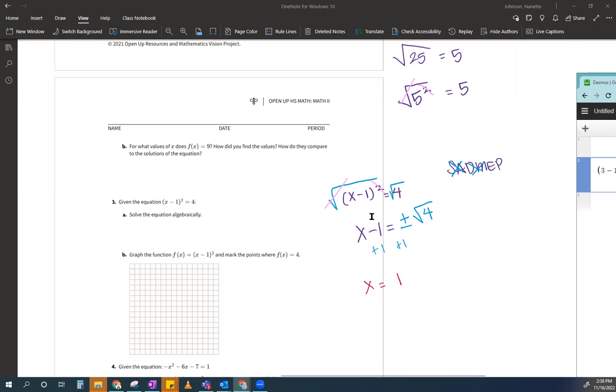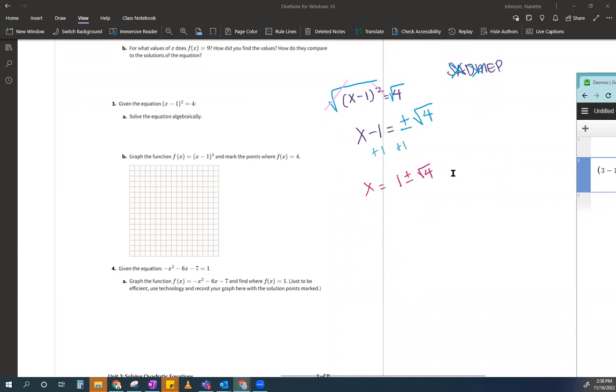I'm going to simplify this, but I just like to leave it like this. Even though this looks like a gnarly looking number, like, Ms. Johnson, is that even a number? Yeah, it's a number. But anyway, let me simplify this. So x is equal to, now, what is the square root of 4? Yeah, it's 2. So this is 1 plus or minus 2.